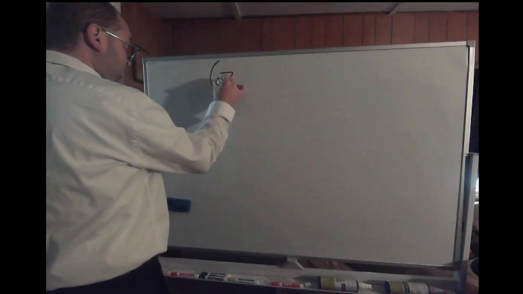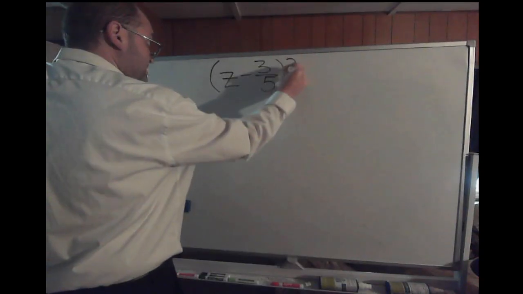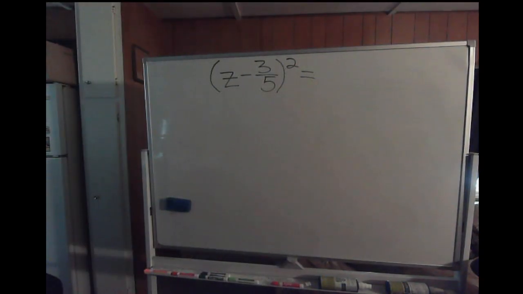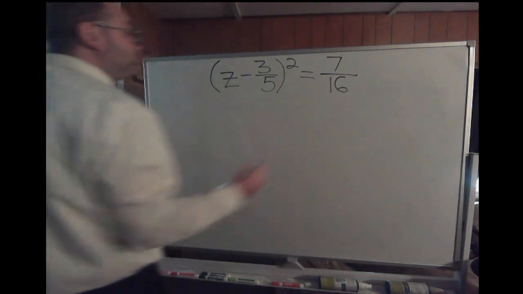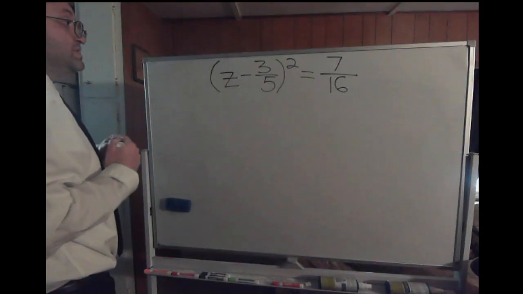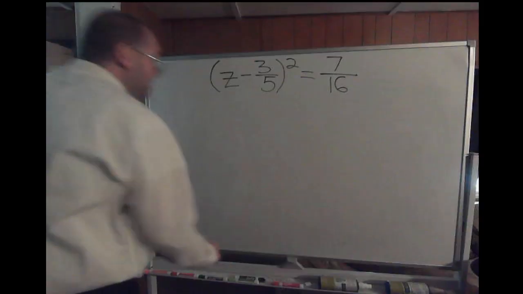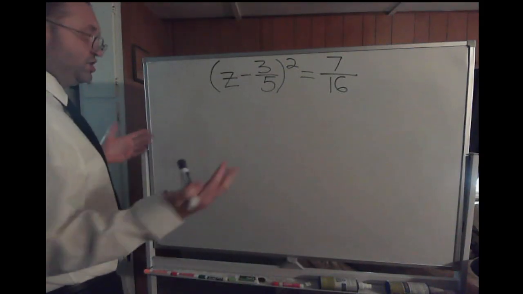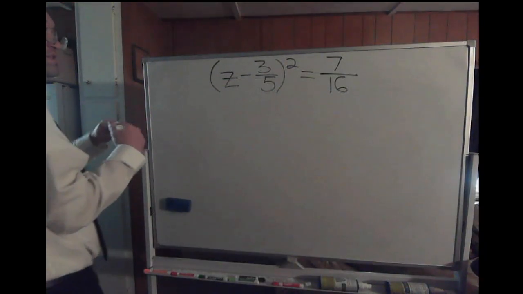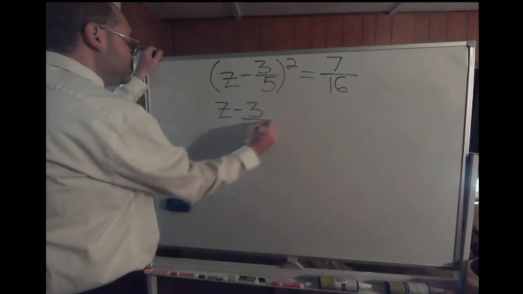But last one here, for real. We have z minus 3/5, that quantity to the second power, is going to equal 7/16. Alright, so we have another fun one here. Well, let's start by taking the square root of both sides to get z minus 3/5 by itself.